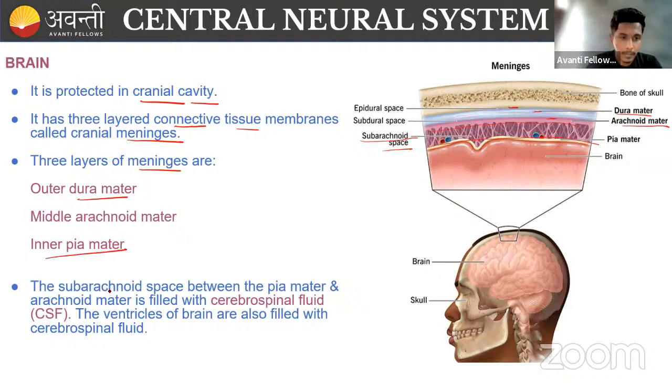As I said, the subarachnoid space is the space between the pia mater and the arachnoid mater, and it is filled by cerebrospinal fluid. It is also called CSF. The ventricles of the brain are also filled with cerebrospinal fluid.